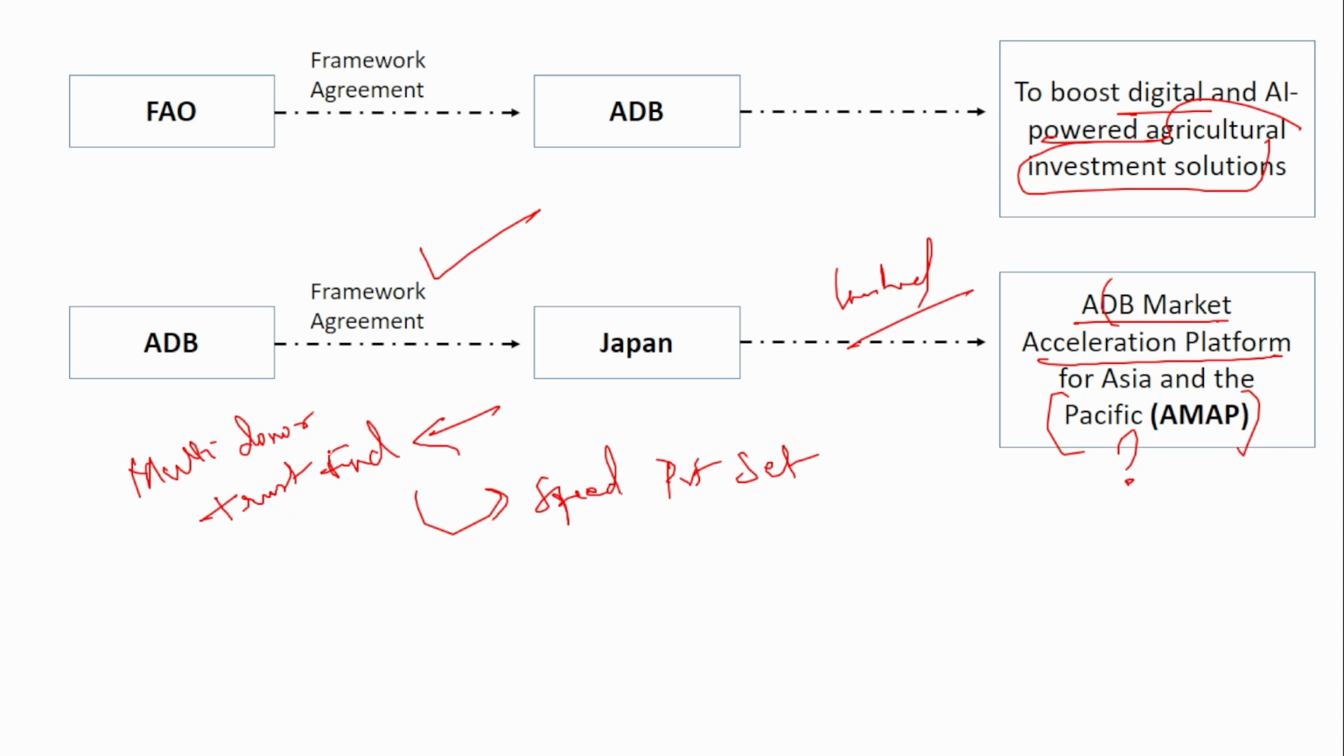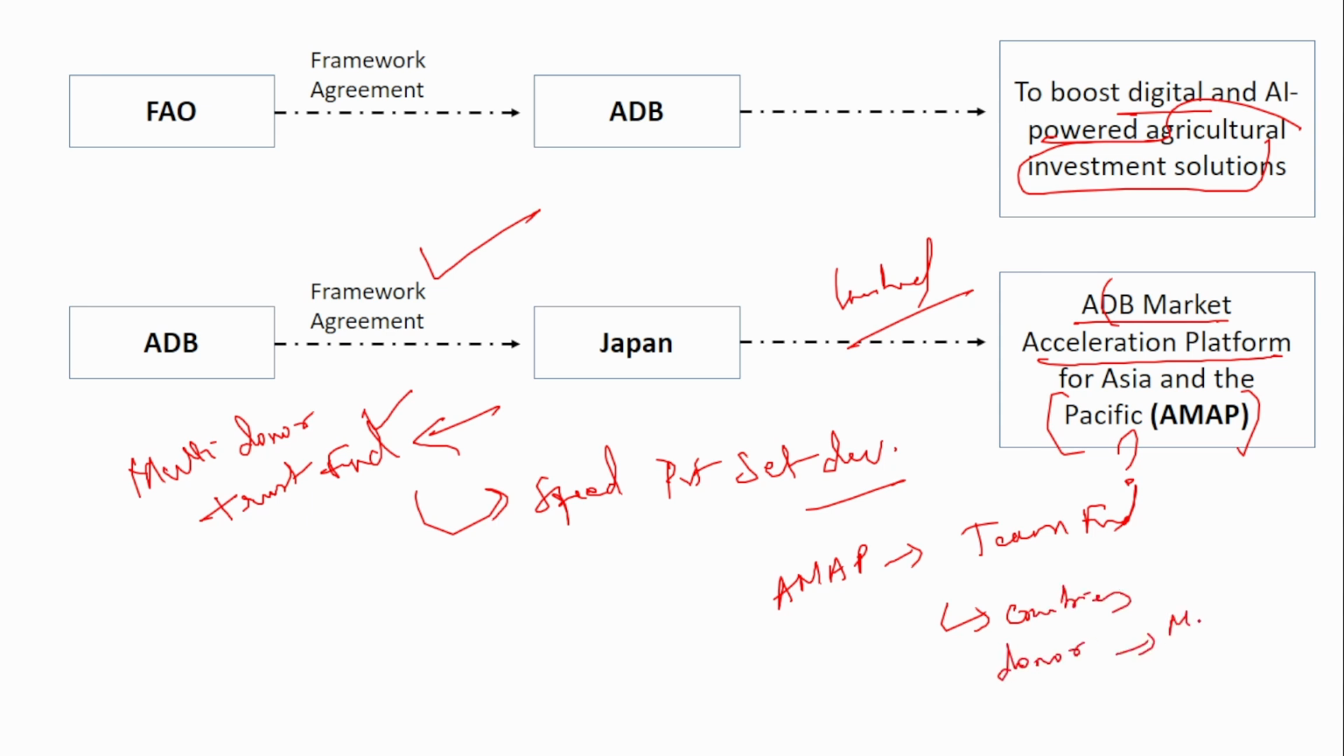Okay, there will be a multi-donor trust fund, and that will be used to speed up private sector development in the Asia and the Pacific region. So this AMAP, that is ADB Market Acceleration Platform for Asia and Pacific, if you see, it is like a team fund. So here various countries and various donors will come and put in their money.